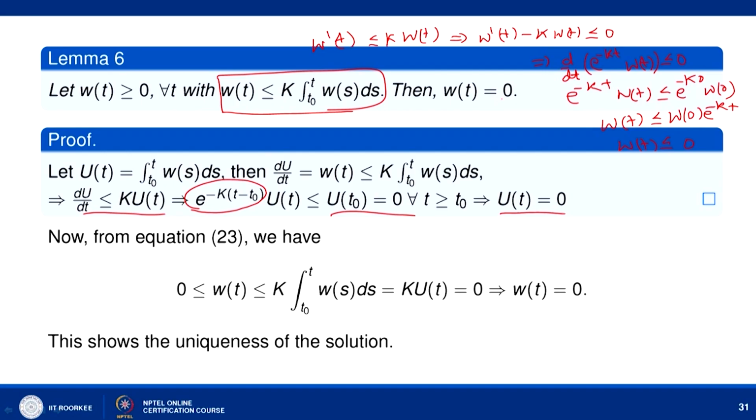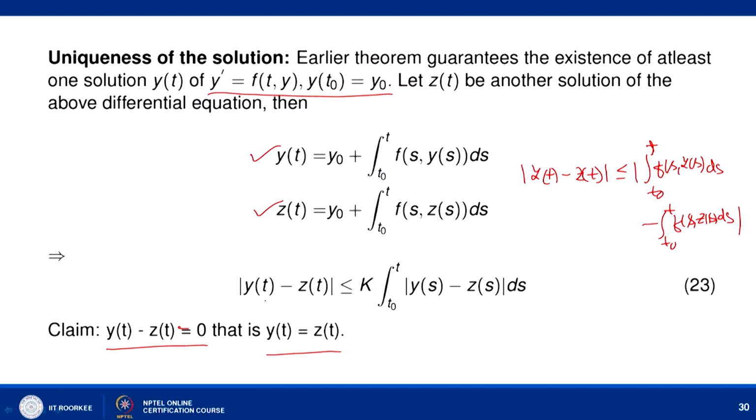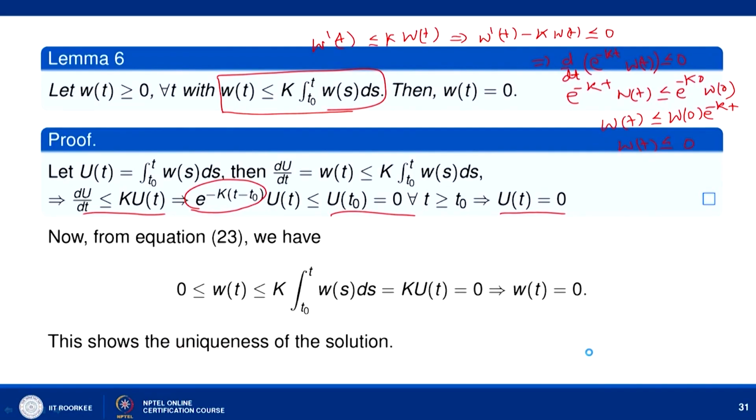So, how are we going to utilize this lemma in our result? Here we have shown that the modulus of y(t) minus z(t) is less than or equal to k times the integral from t naught to t of modulus of y(s) minus z(s) ds. So, here you can assume W(t) is equal to modulus of y(t) minus z(t). Then it is written as W(t) less than or equal to k times the integral from t naught to t of W(s) ds, and just now we have proved the lemma that this implies that W has to be 0.